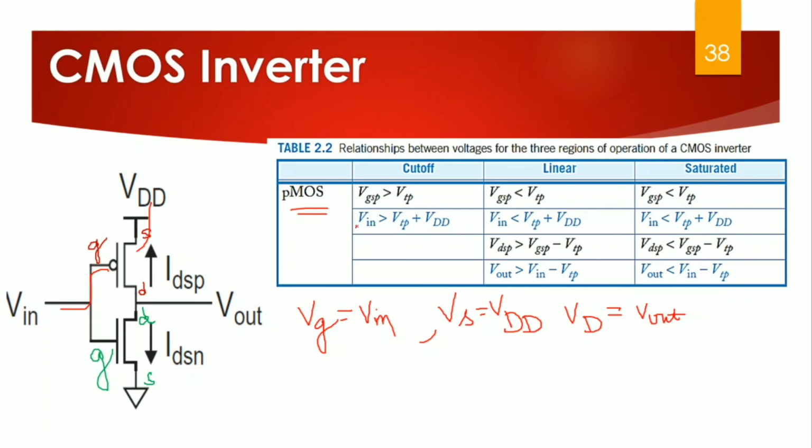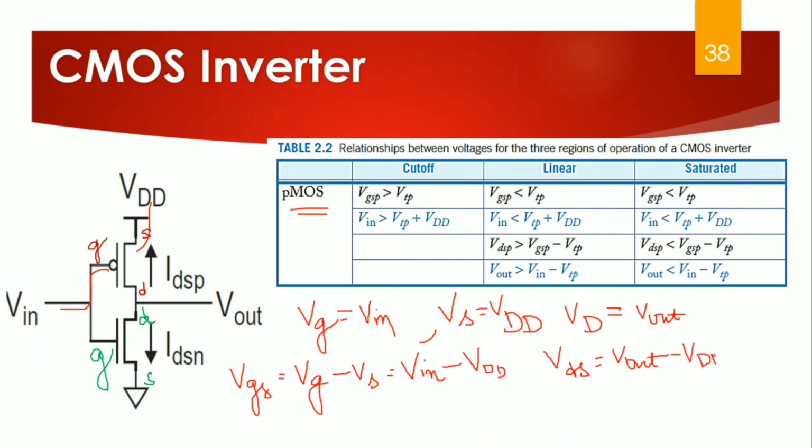Okay. So what is VGS? Vin minus VDD is VGS, right? So if I write VGS, it is VG minus Vs, which is equal to Vin minus VDD. Okay. Similarly, what is VDS? VDS is equal to VD minus Vs, which is Vout minus VDD.